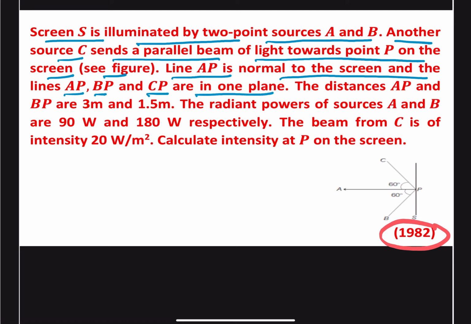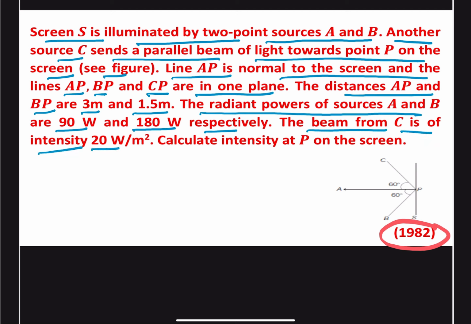The distance AP and BP are 3 meter and 1.5 meter. The radiant power of sources A and B are 90 watt and 180 watt respectively. The beam C is of intensity 20 watt per meter square. Calculate the intensity at point P on the screen.